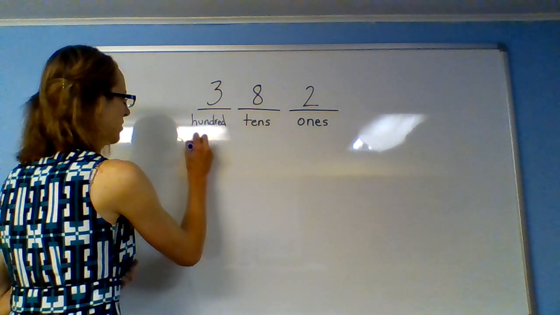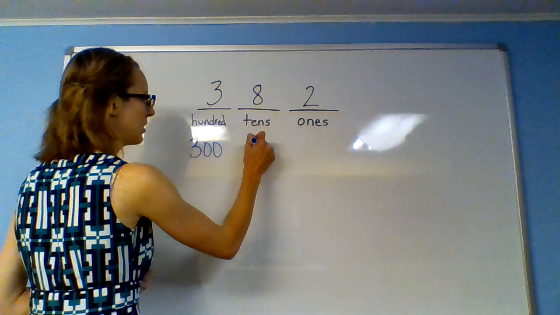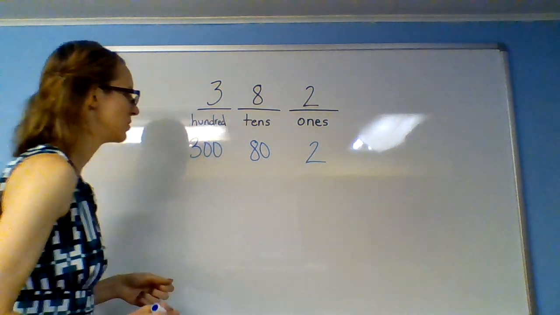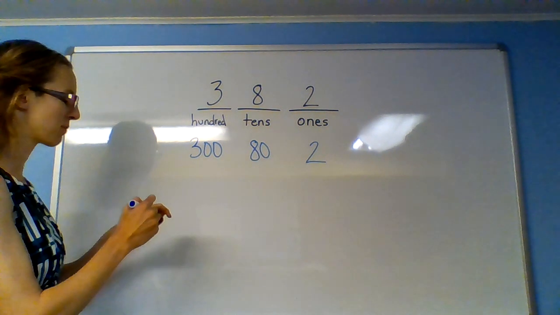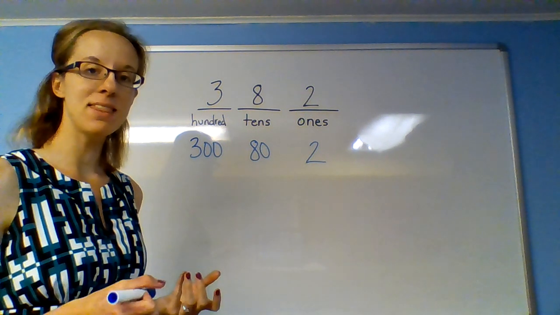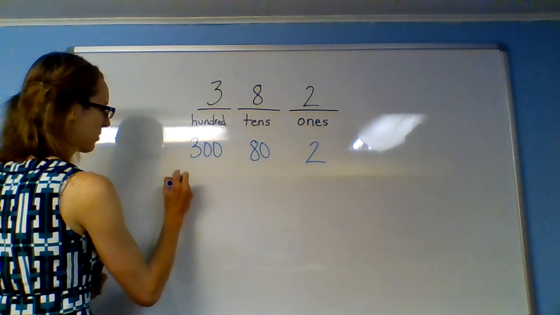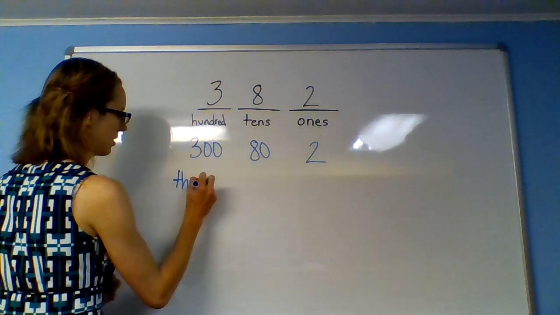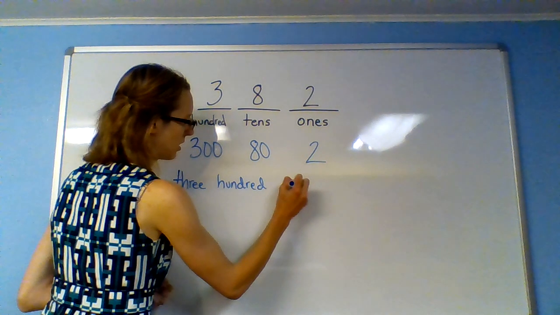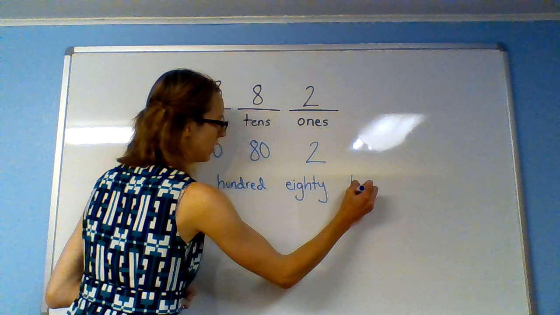So we say 300, 8 tens would be 80, and 2 ones would be 2. So when I say this number, I say 382. I can represent that number by either writing it out. So 300 82.